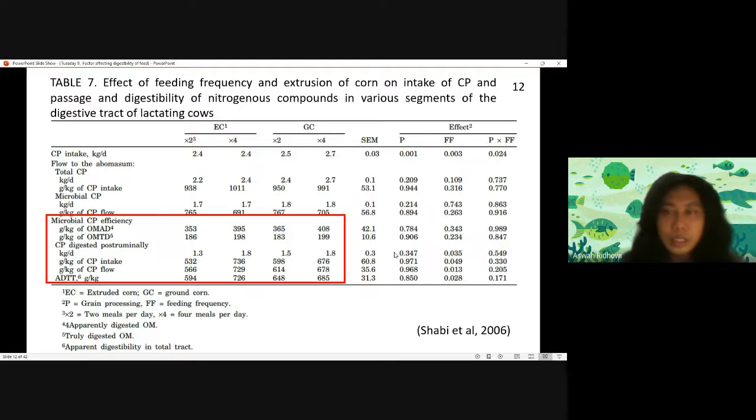And then in a different experiment, a more recent one, they also looked at the same thing, feeding frequency and extruded corn, in the intake of crude protein in phases of digesta. We will find that microbial crude protein from the more frequent feeding, which is 4 times here, whether in the form of EC, extruded corn, or GC, ground corn, shows microbial efficiency tends to be higher compared with only 2 times. And of course, it also affects the ADTT, which means the apparent digestibility of the total tract.